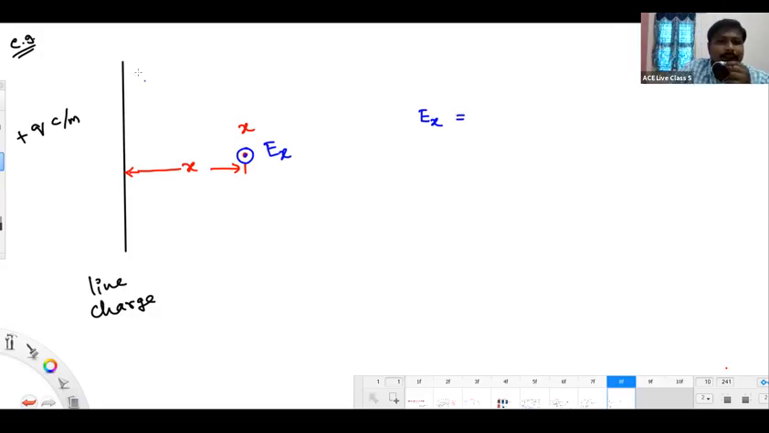Okay. Fine. See, from this line charge, at some point x, the formula for the field intensity will be Q, the charge value, by 2 pi epsilon into distance. How much is the distance value? X you have to keep. So Q by 2 pi epsilon into X, where X is the distance. That is the electric field intensity at some point X beside a line charge. Clear?